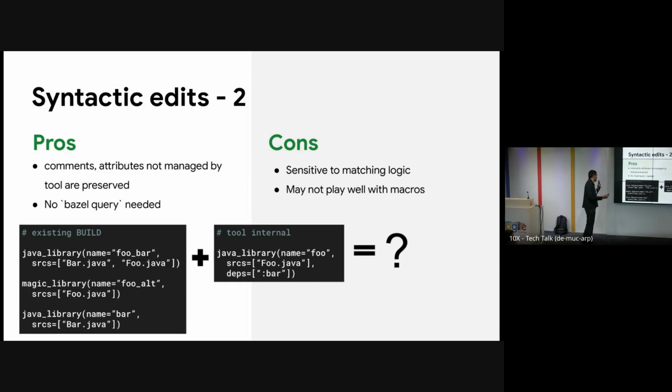Right? So let's say you have a build file with, hey, this Java library has foo.java in its sources, but it's named something else, and it has an additional bar.java in its sources. And there is something with foo.java in its sources, but it is not a Java library, it is some magic library. Maybe magic library is a macro which just says I'm Java library. Right? Or maybe it is Java library together with some additional checks. So you don't know how to merge these things. So it's a problem here.